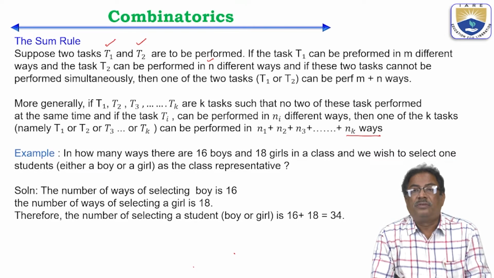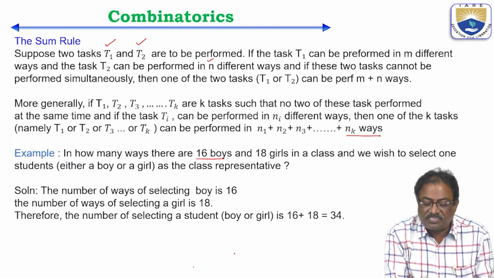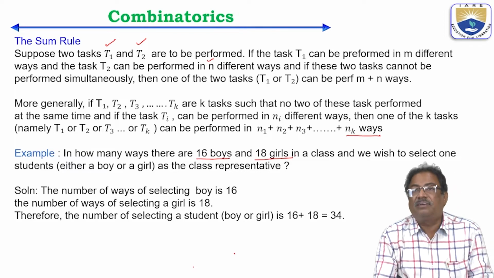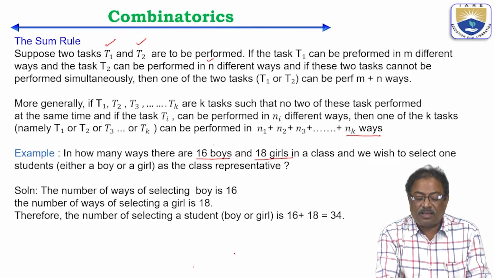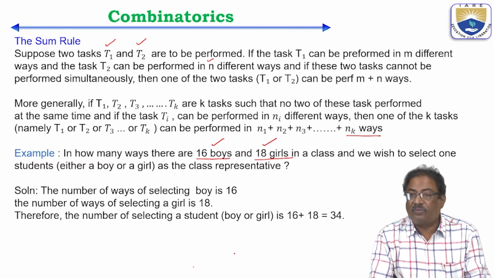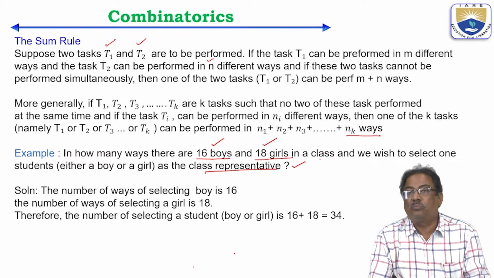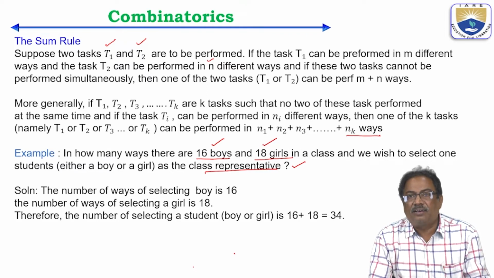So, for example, let us consider problems related to the sum rule. There are 16 boys and 18 girls, and we have to select either a boy or a girl as a class representative. That means it is not possible to select both. The class representative can be either a girl or a boy.